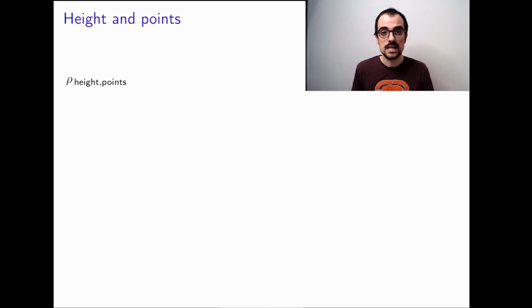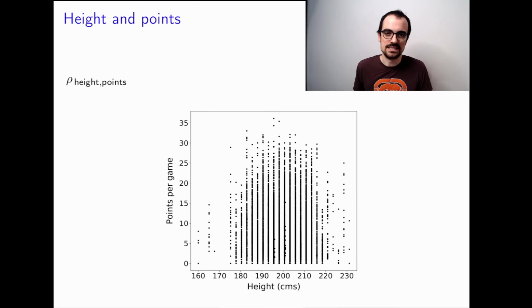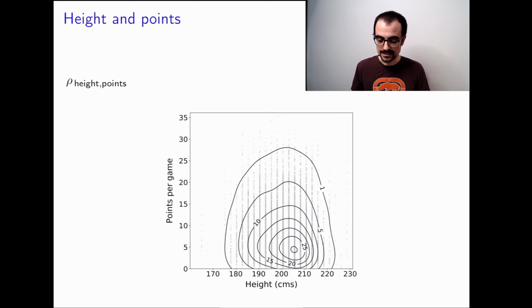And now finally, height and points. If you had asked me before looking at the data whether there was a correlation between height and points, to be honest, I wouldn't have known what to say. Because there are tall players that score a lot, there are short players that score a lot. As it turns out, when you look at the scatter plot, it's difficult to say. Also, if you just look at it, this is the density of players. When you compute the correlation coefficient, you realize that there is a small linear dependence, which is negative, interestingly.